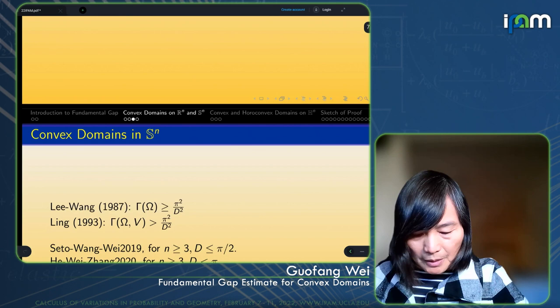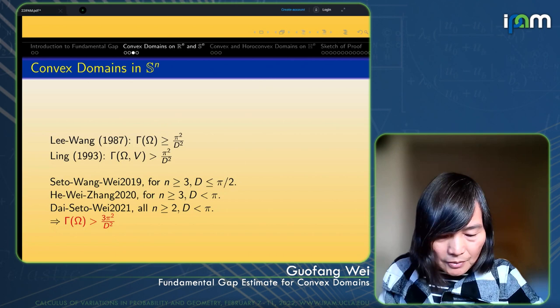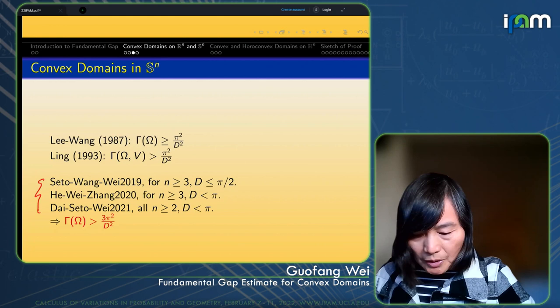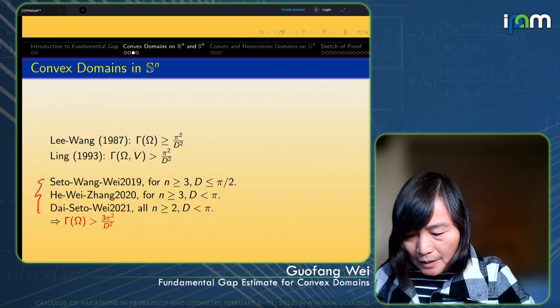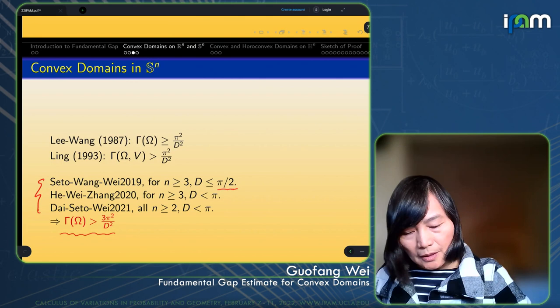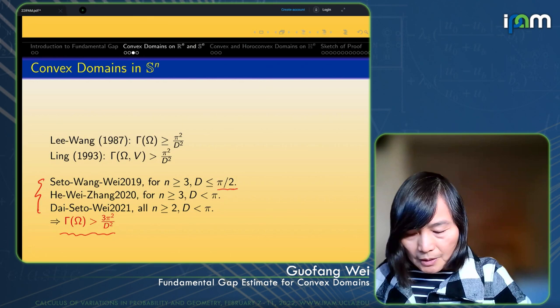In a separate three-author joint work, we showed that when the diameter is restricted, there are diameter restrictions. If the diameter is less than pi over 2 and the dimension is bigger or equal to 3, then the same gap estimate holds. It's a strict inequality in this case. Then with her, we relaxed the diameter restrictions, but because of the model difference, there's a difference between dimension 2 and dimension bigger or equal to 3.